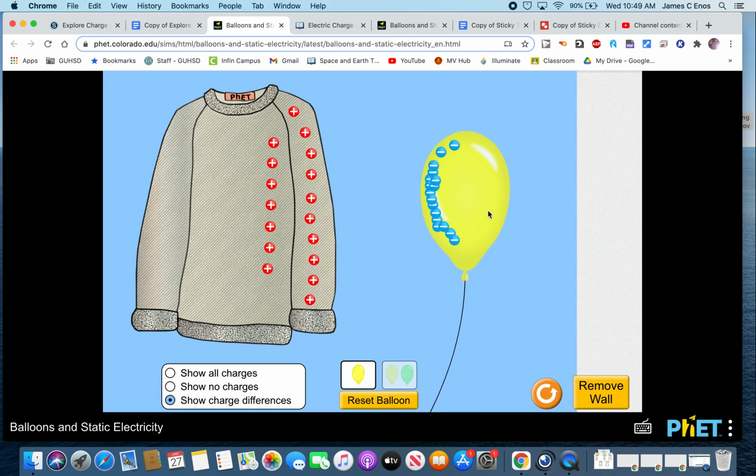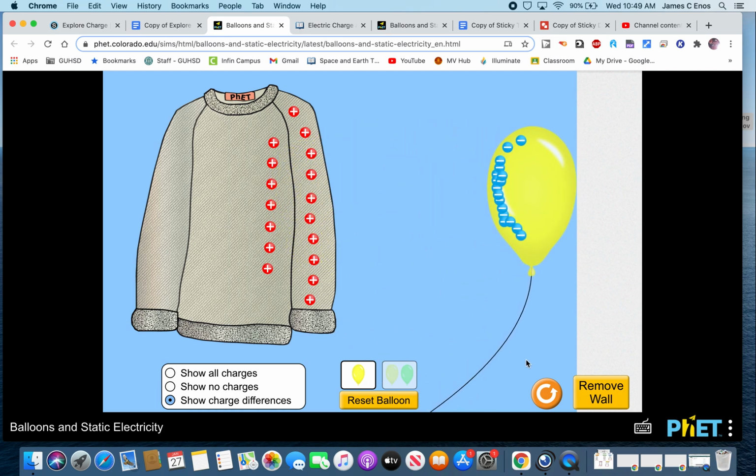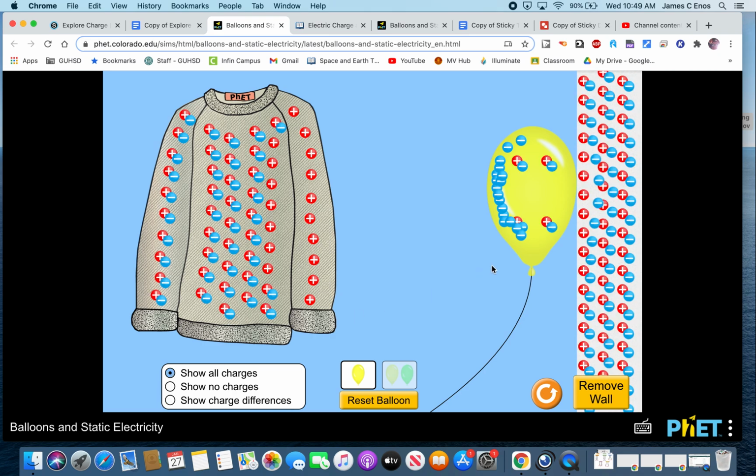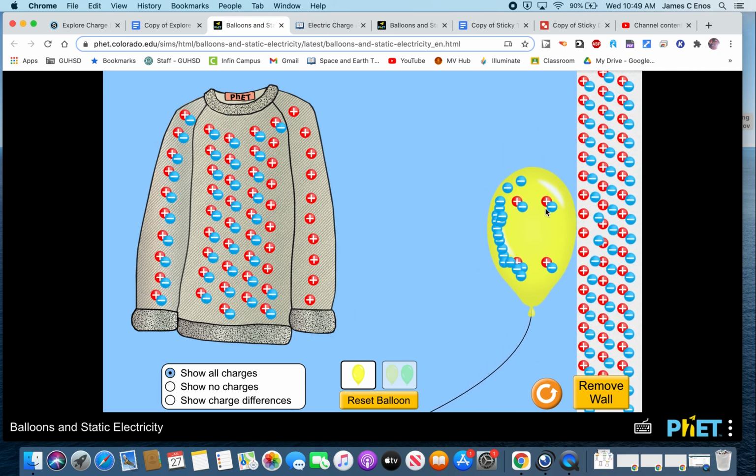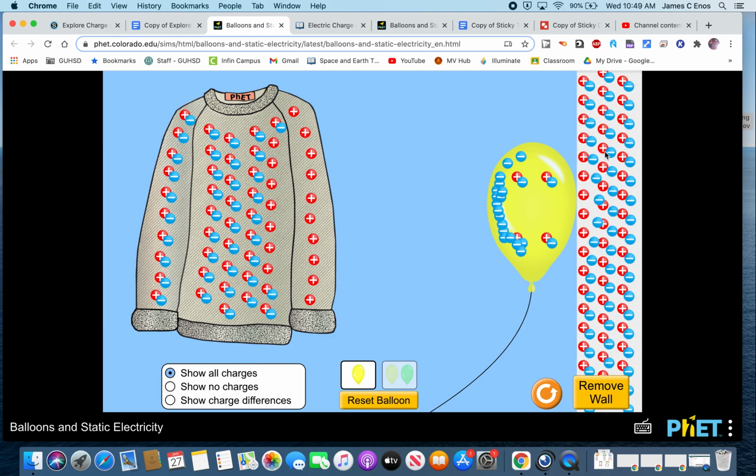I can then take this and move it to the wall. When I show all the charges, you can see what's actually happening on the wall. The negative charges in the wall are repelled, leaving positive charges on the wall to now be attracted to these negative charges, causing this balloon to stay on the wall.